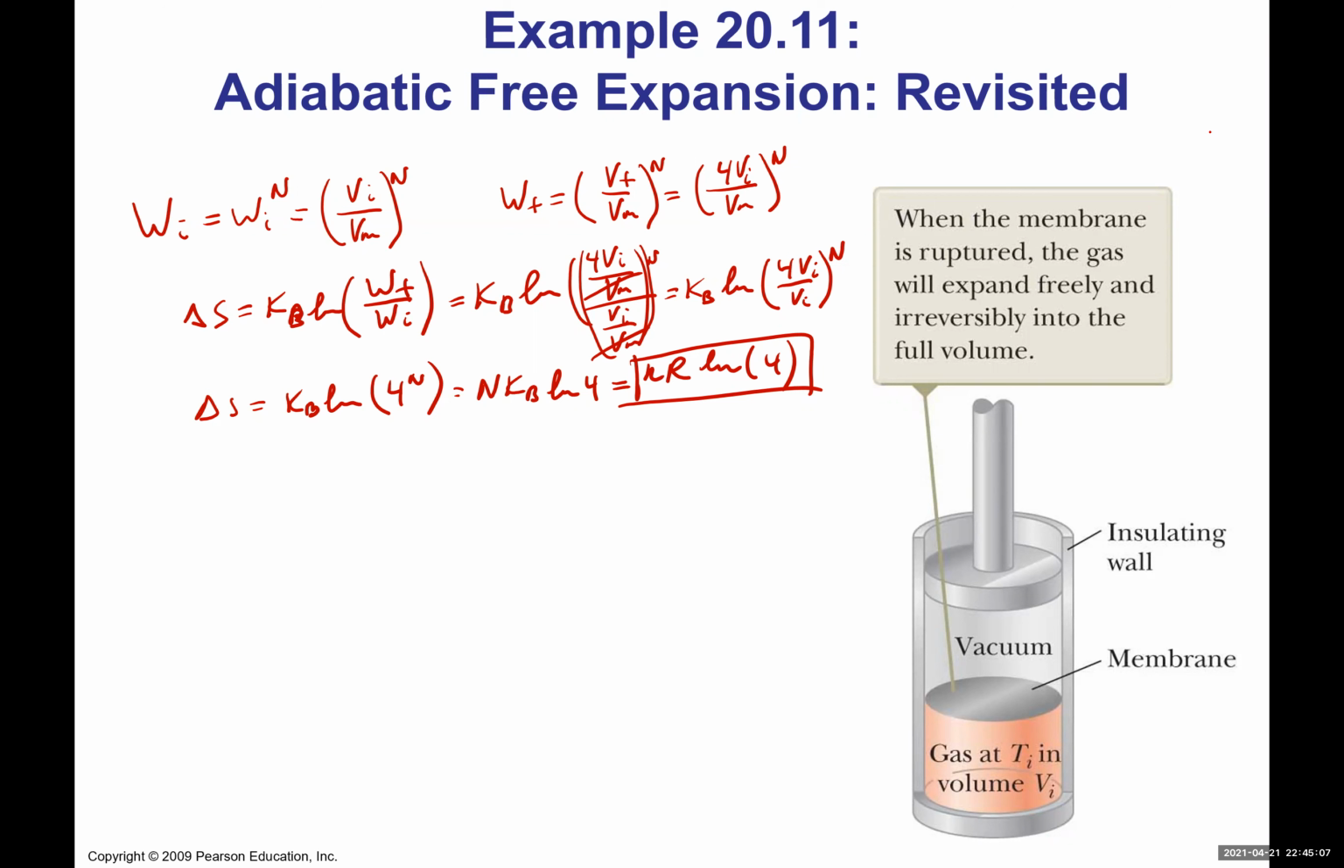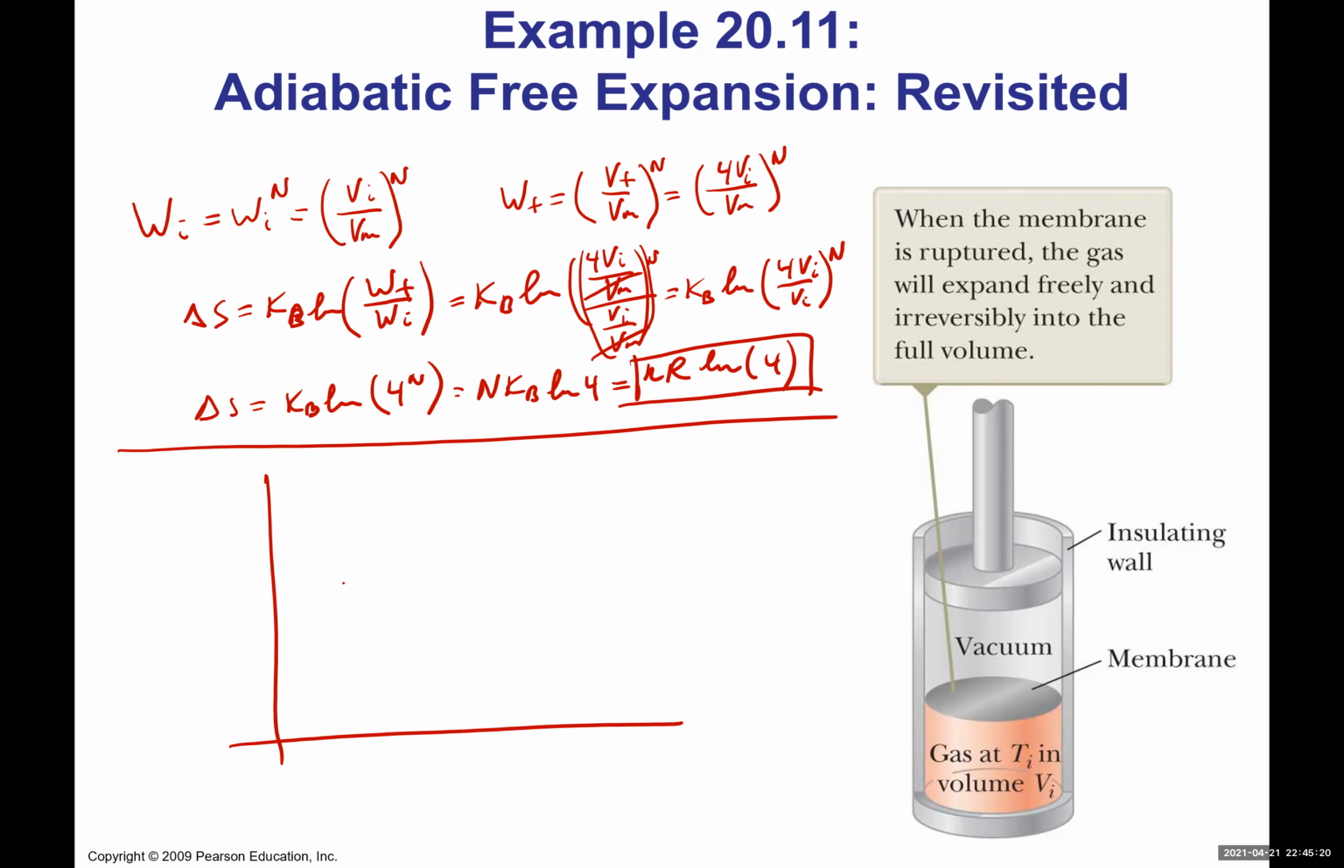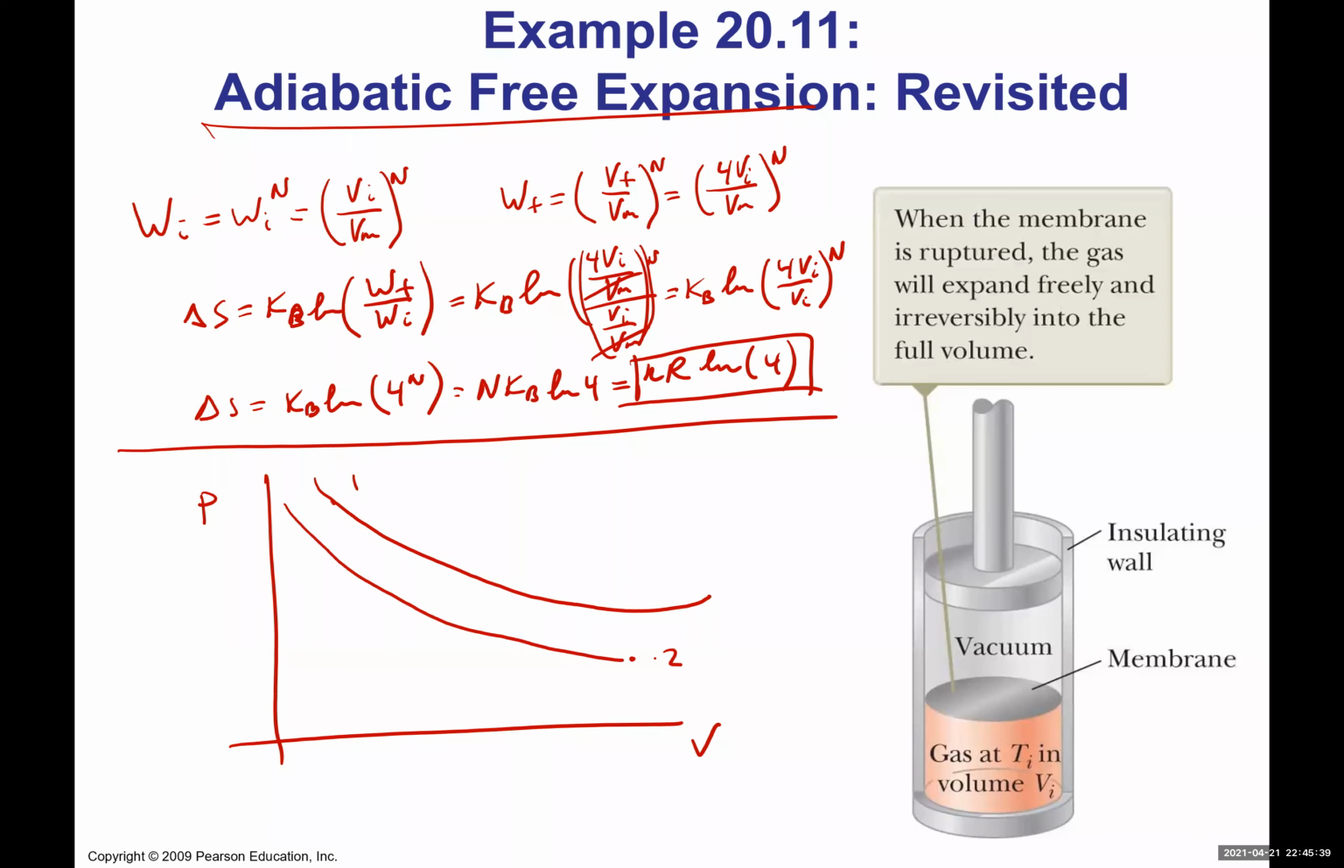Now what I can do here is show that I can get the same thing even if I choose a different path. That means, for example, let's say I have a PV diagram like this, right? So for example, state 1, state 2. Remember, we have an adiabatic free expansion. You have, let's say, this being one isotherm, this being another isotherm. So you go from state 1 to state 2.